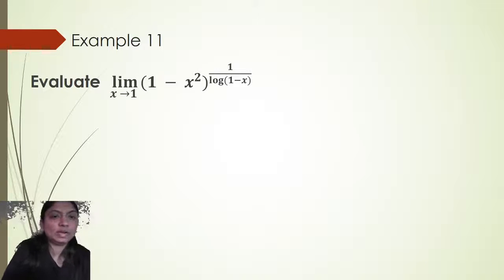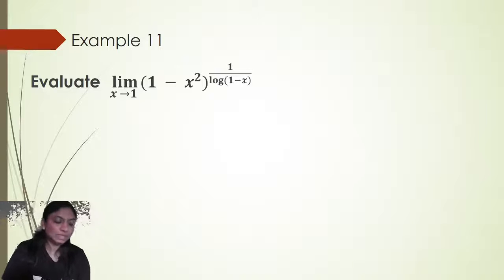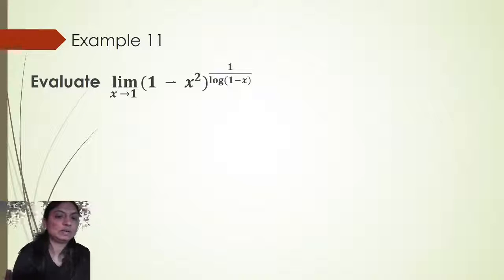Now evaluate limit as x tends to 1, 1 minus x square bracket raised to 1 upon log of 1 minus x. So put x tends to 1, so this will become 1 minus 1. So 1 minus 1 is 0, and 1 upon log of 1 minus x will become 0 into 1 upon 0, it means infinity. So 0 raised to infinity form.